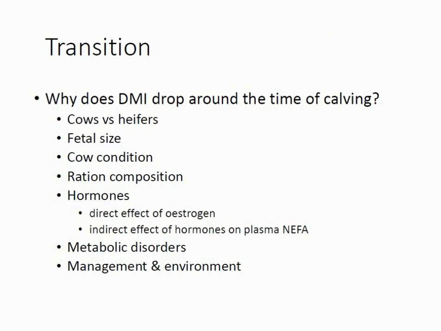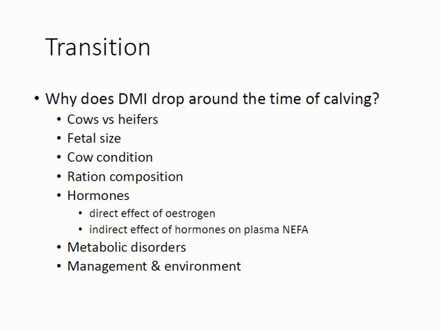Why does the dry matter intake drop? Well, several reasons for it. There is a greater drop with cows as age increases; the older the cow is, there's a greater risk of dry matter intake drop. Fetal size, in his view, was over-represented as a potential issue, but obviously if cows have difficult calvings because of giant calves, that's certainly not going to help dry matter intake.